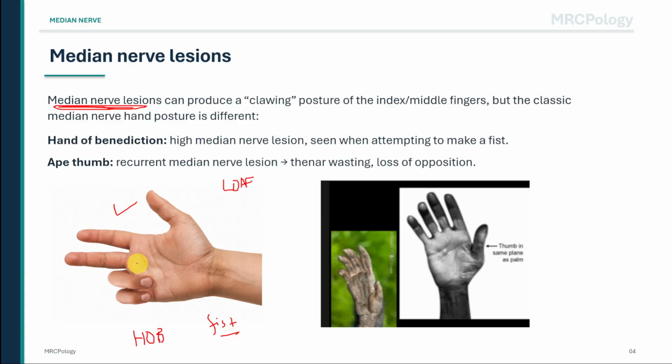The ring and little fingers can still flex through their ulnar nerve supply. A recurrent median nerve lesion produces thenar muscle wasting and loss of thumb opposition. The thumb lies in the same plane as the palm, producing the ape thumb appearance. This is an appearance at rest, whereas the hand of benediction is demonstrated during attempted finger flexion.